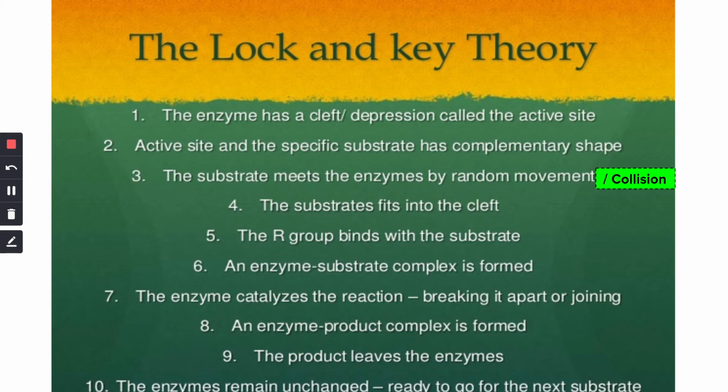The enzyme substrate complex is temporary, but the enzyme product complex is even shorter in duration, because once the product is formed, the product will leave the enzyme's active site. Now the active site is vacant and a fresh substrate can come and bind to the active site. So the enzyme remains unchanged. You can pause this video and take notes on how to respond to a lock and key theory description or explanation question.